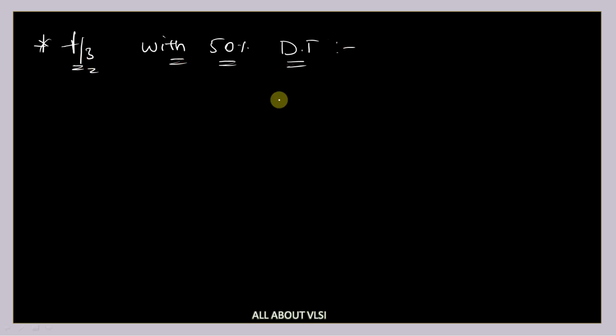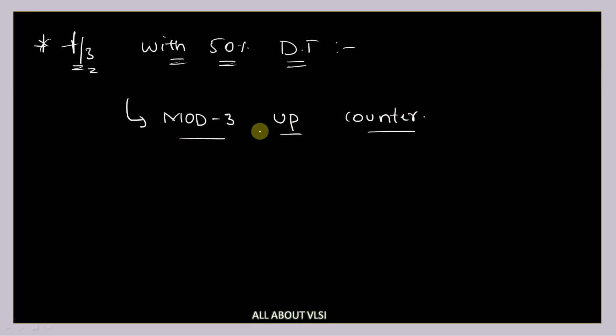If I want to design a frequency division by 3 with 50% duty cycle, then also I'm going to consider a mod 3 counter. Okay, let us consider a mod 3 up counter. Now, using this mod 3 up counter, I'm going to design a frequency division by 3 circuit with 50% duty cycle. Okay, let us see that.